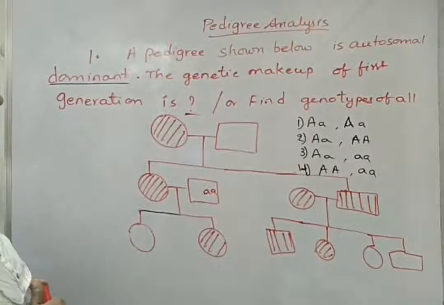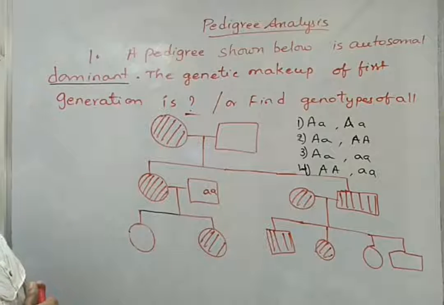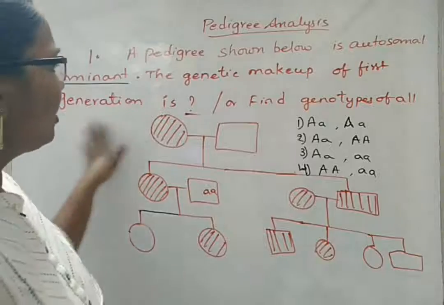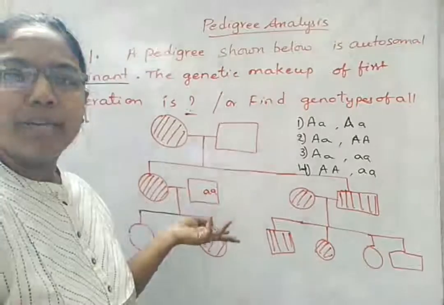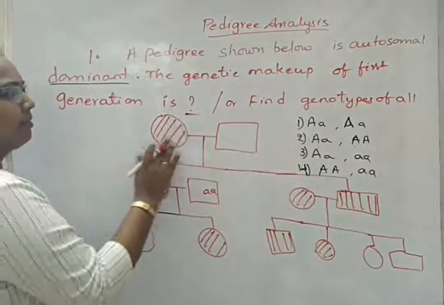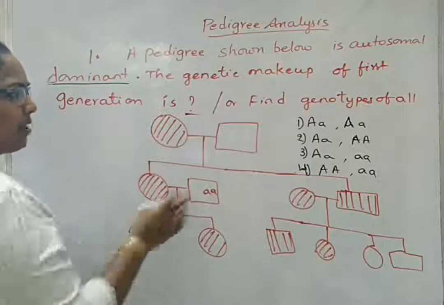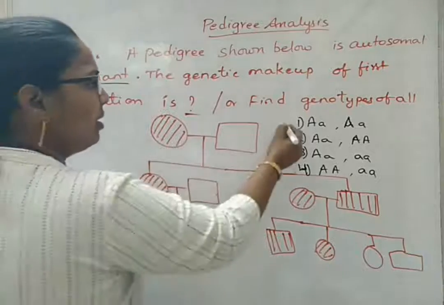Let's see some of the model questions from pedigree analysis. The first model question is, a pedigree shown below is autosomal dominant, and the genetic makeup of the first generation is what? The question can also be asked as, find out the genotypes of all. Now, these are the options given. We want to find out what the genotypes of all these are. Now, let's go for the first one.